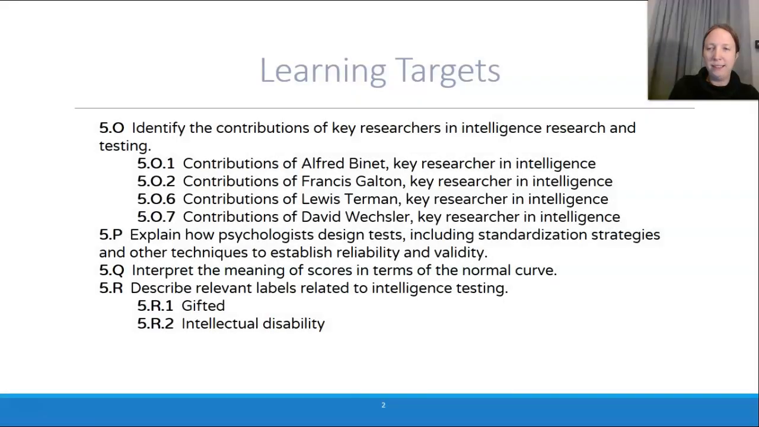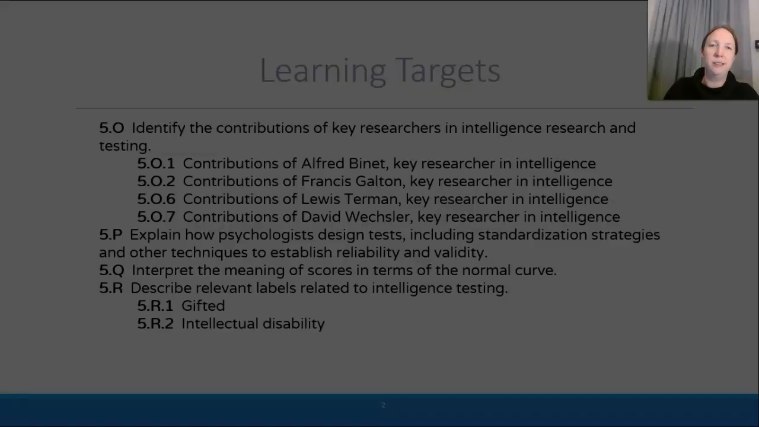And just like the last lecture, the people are going to be pretty important. Just like we associated people with certain theories about intelligence in the last lecture, today we are associating certain people with the tests that they designed to measure intelligence.